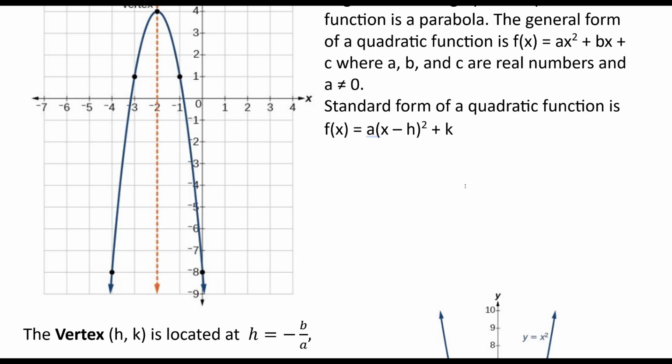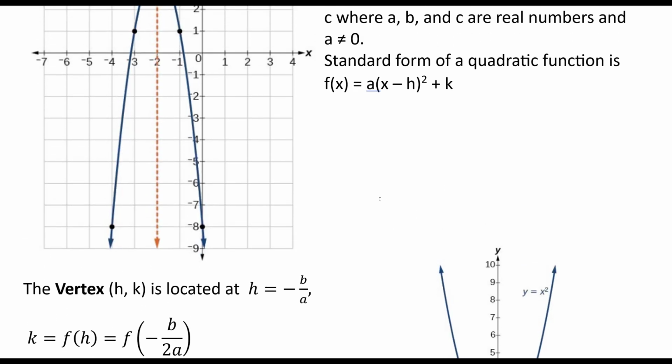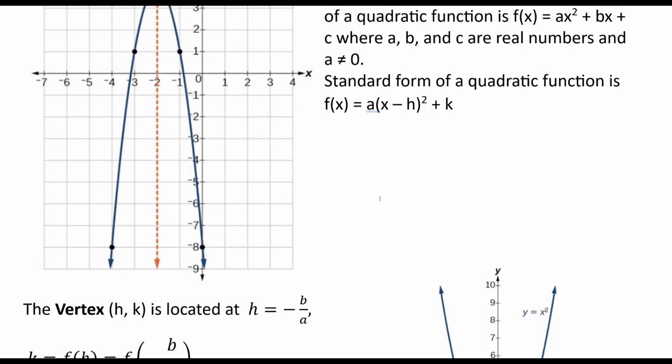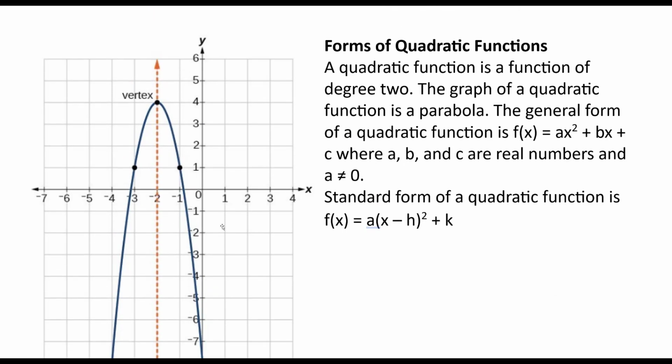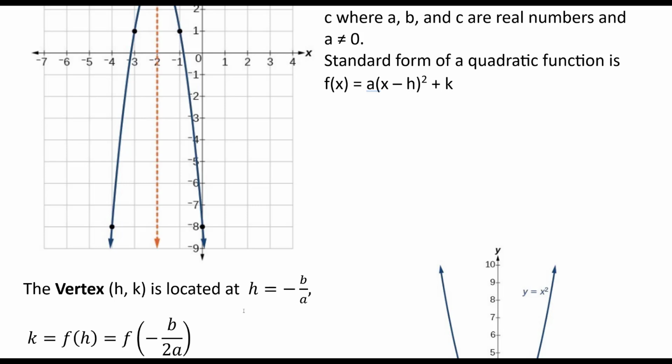Let's talk a little bit about the vertex, how to find it. So if you know (h, k), that's great. That's your vertex at (h, k). But if you don't, you can find it this way: if you have f of x equals ax squared plus bx plus c, then negative b over a will give you your h value. I think that should be negative b over 2a.